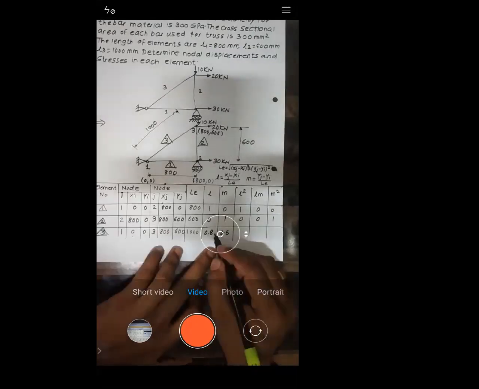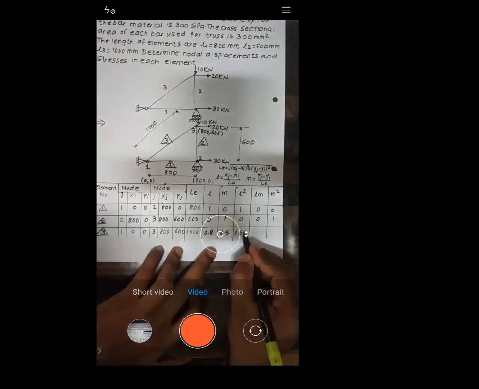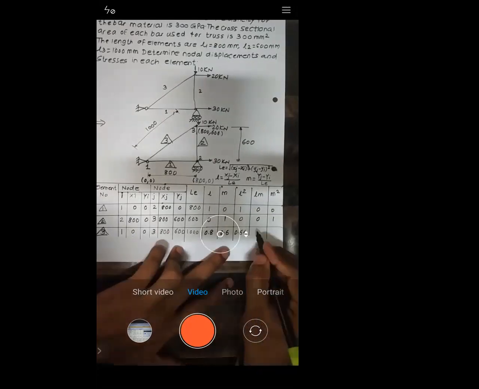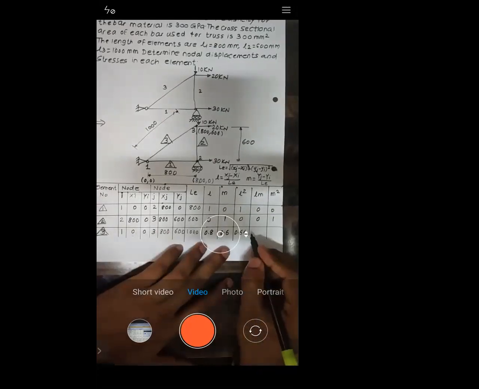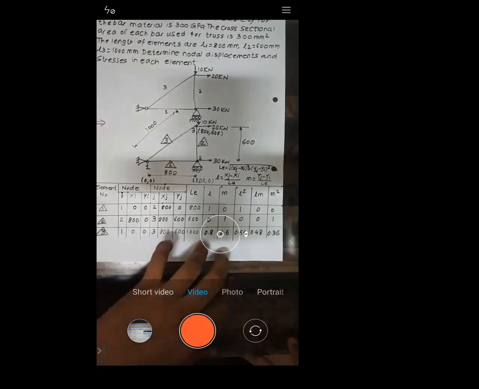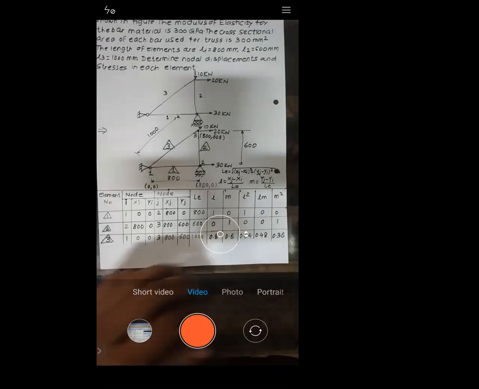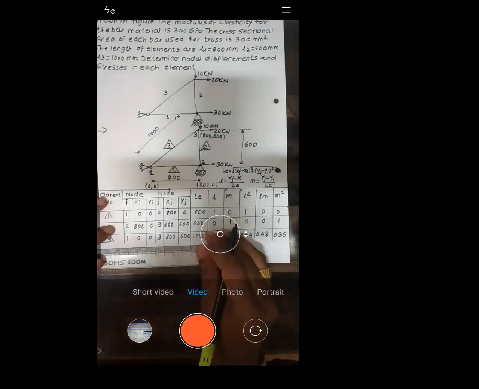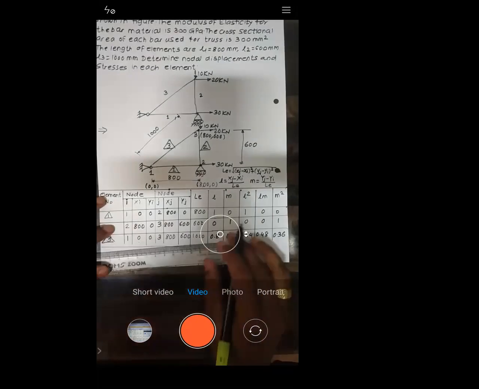0.8 square, that is 0.64. 0.6 square. L into M, that is 0.48. Right? Then M square, 0.36. Is it okay? Yes or no? Is it okay with this one or not? Let me know.